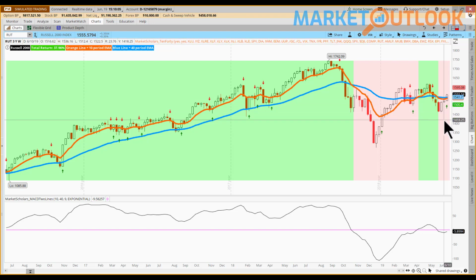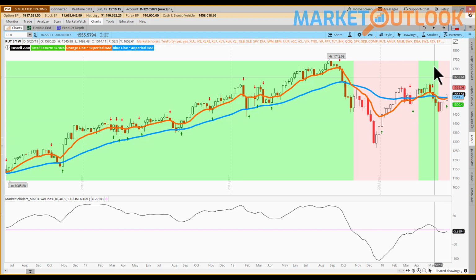So while we do still have that negative crossover, it is looking more and more like it could go right back on over to a bullish crossover here relatively quickly.